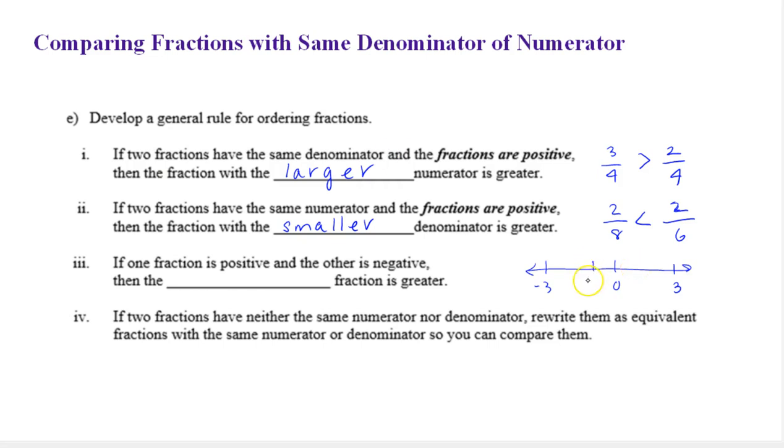If we have -1/2 and let's put, how about 5/2 just to compare two fractions. We don't even need to compare the numerators or denominators. If a fraction is negative, it's to the left of 0. If it's positive, it's to the right of 0. Okay, so then the positive fraction is greater.